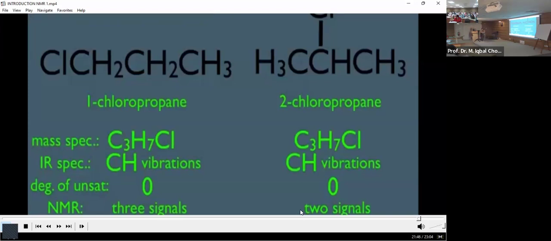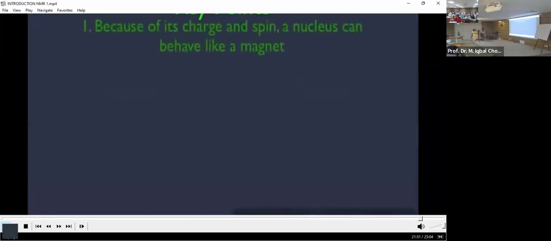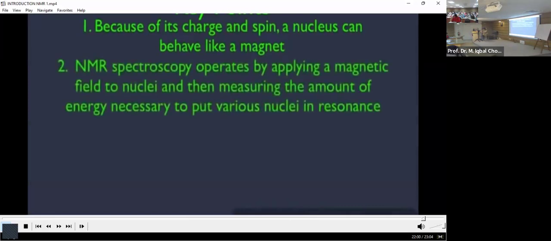So let's pull it all together here. What have we learned? All right, here are our key points. Remember, 1, because of its charge and spin, a nucleus can behave like a magnet. That's very central. We saw that. Number 2, NMR spectroscopy operates by applying a magnetic field to nuclei and then measuring the amount of energy necessary to put various nuclei in resonance. That's key. That's the whole chapter right there, the essence of it. That's what we're leaning on. This is the science behind how this machine works.